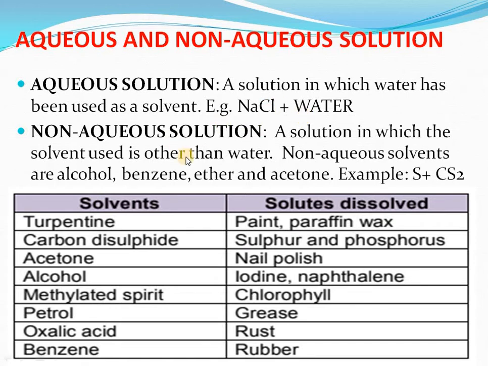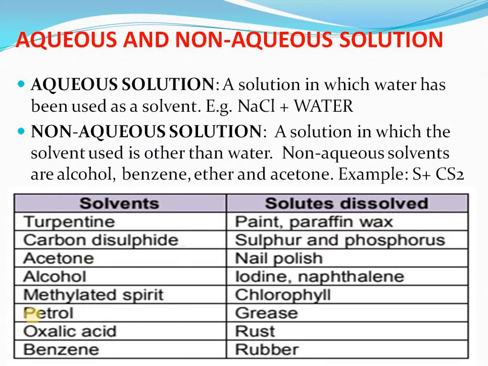Some of the solvents you can see here, turpentine oil. When you are doing paint, how do you dilute it? By using turpentine oil. Similarly, carbon disulfide: sulfur is the solute and the solvent used is carbon disulfide. Similarly, nail polish remover is acetone, and acetone is a non-aqueous solvent. It is known as an organic solvent.